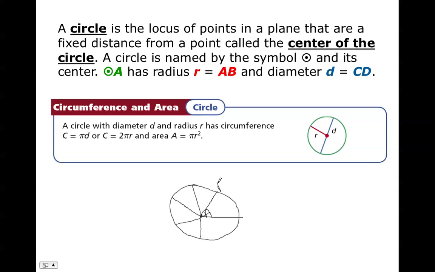The radius here is AB. The diameter would be CD, since this goes straight through the center. So there's point D. And hopefully you recognize the formulas for circumference and area. The circumference is pi times diameter, or 2 pi r. The area is pi r squared. Remember that circumference is the same thing as the perimeter of a circle, but we just call it the circumference.